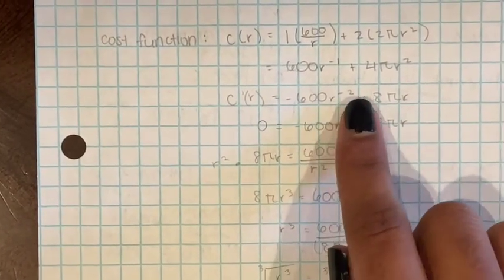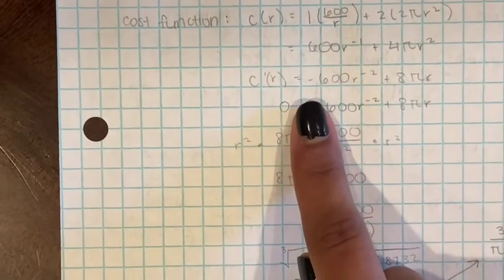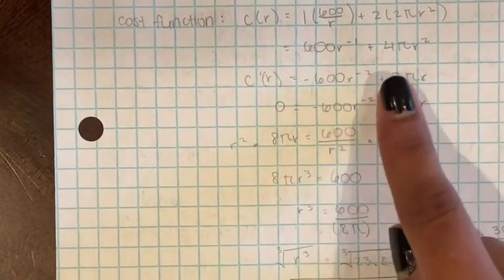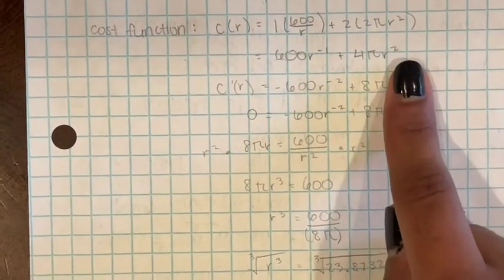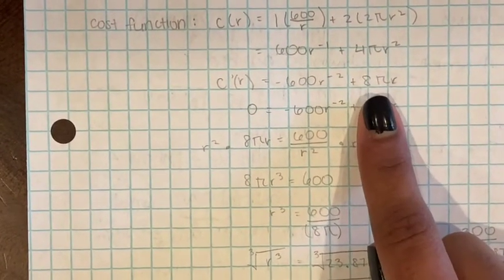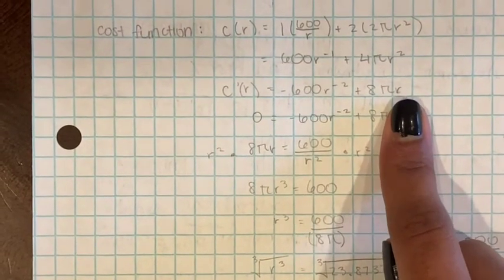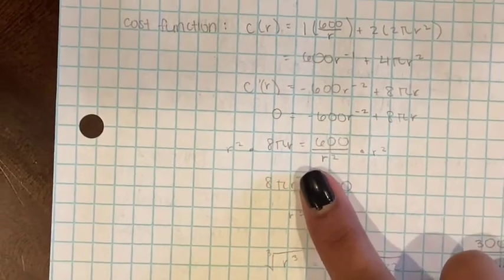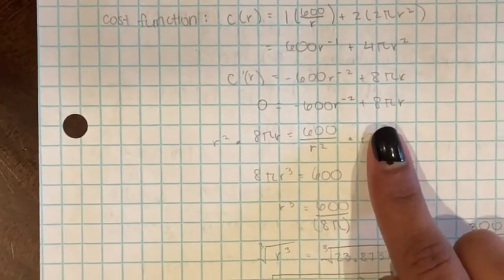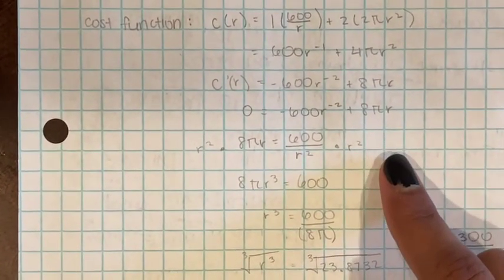By doing so, we brought the negative 1 down, so that became negative 600. We subtracted 1 from our exponent to get negative 2, and then we brought the 2 down from the exponent up here to get 8, and then subtracted 1 from the 2, which gave us the remainder of just r to the first power. Then we set our derivative to 0. After this, we want to solve for r.